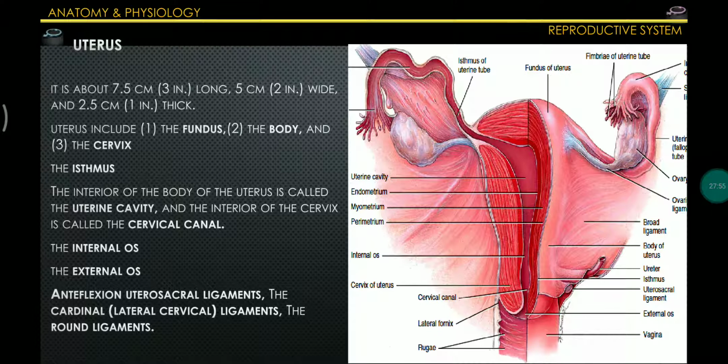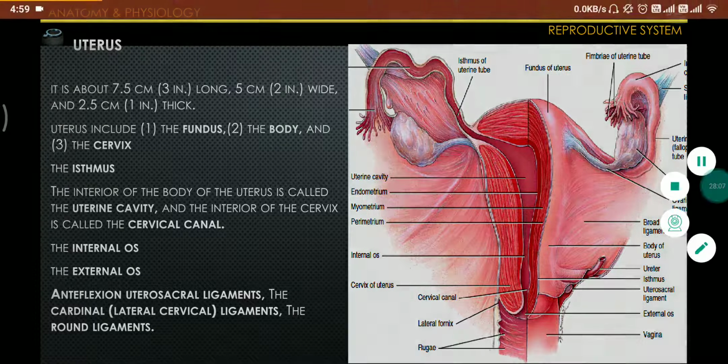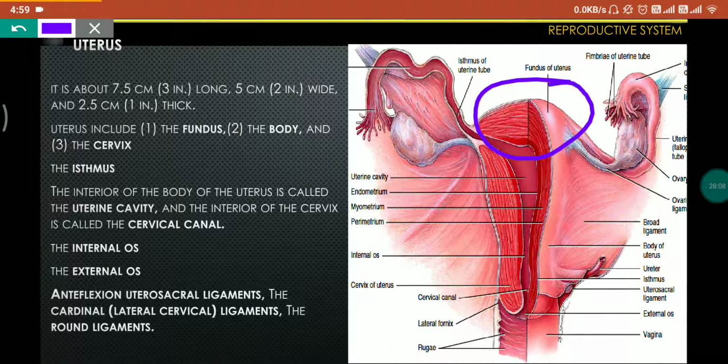Coming to the uterus, it is the receptacle of the fertilized egg, and the uterus consists of three parts, mainly the fundus, body, and cervix. So this is the fundus, body, and cervix.